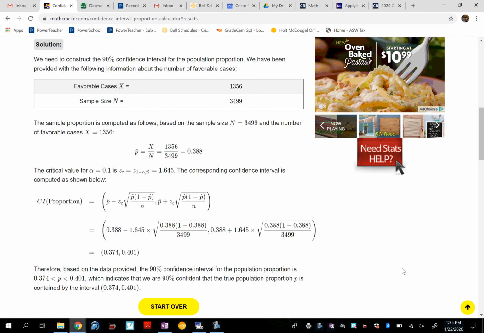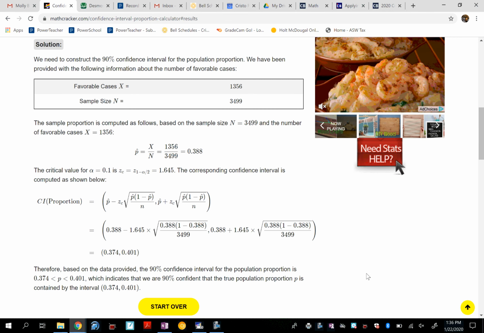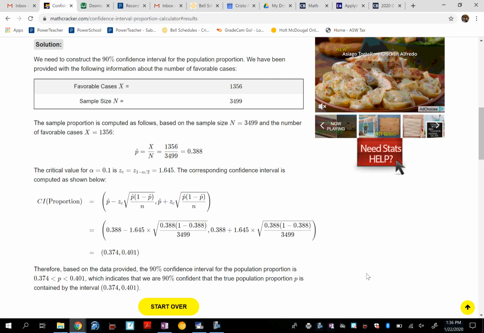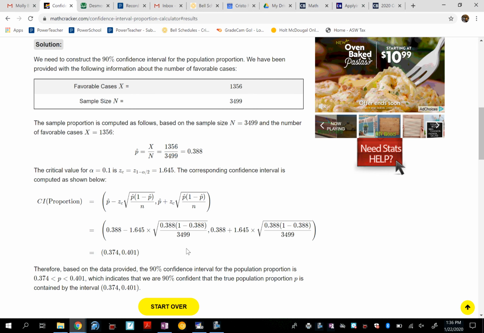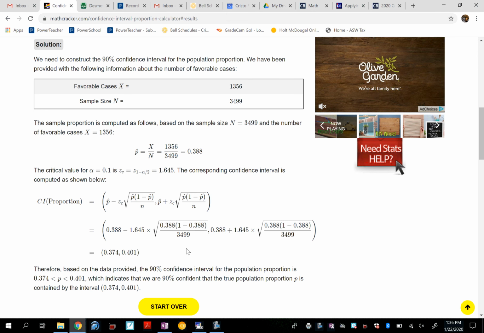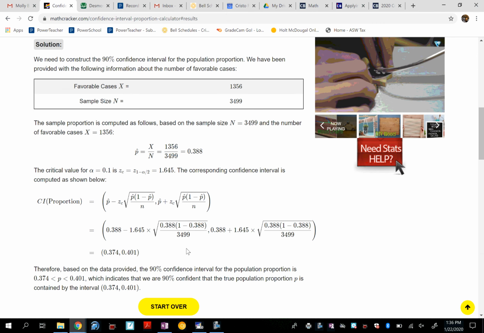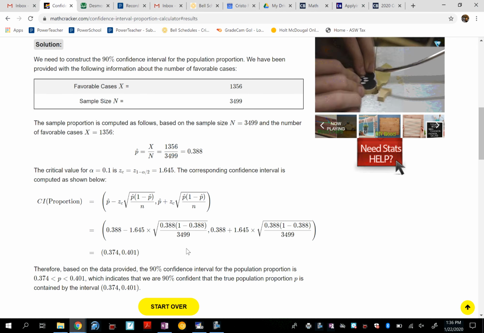Thank you. Okay, so do you see how they calculated p hat for you, the 0.388? And if you look near the bottom, it actually gives you the confidence interval, 0.374, 0.401. There's a lot of good information here. You can read it. I encourage you to use this tomorrow if you'd like.